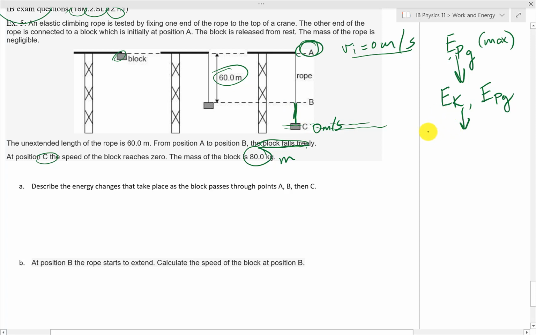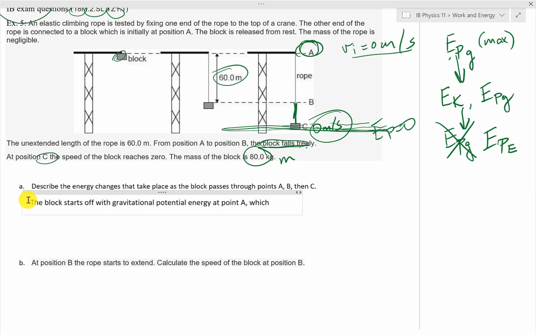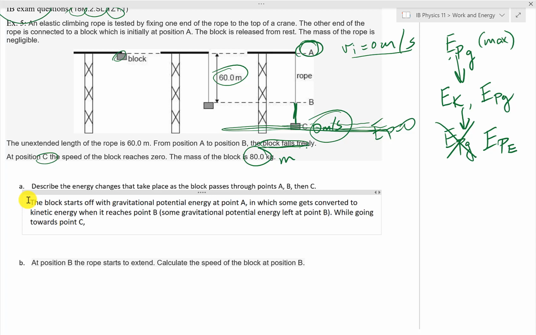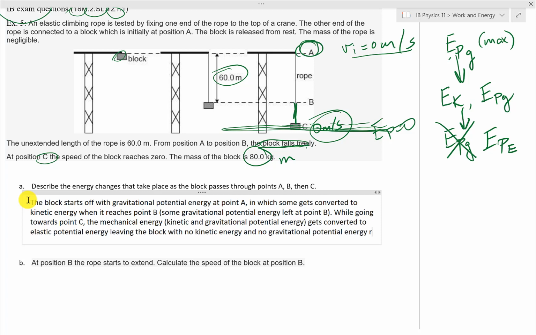Then at the very bottom, we know that there is no speed, so there's no kinetic energy. Relative to the very bottom, let's call the gravitational potential energy 0 there, so all we have is the elastic potential energy from the rope. Since it's a rope or elastic, we're talking about elastic potential energy, so I'm going to write EPE for that. It really doesn't matter what symbol you use, as long as you're being consistent.